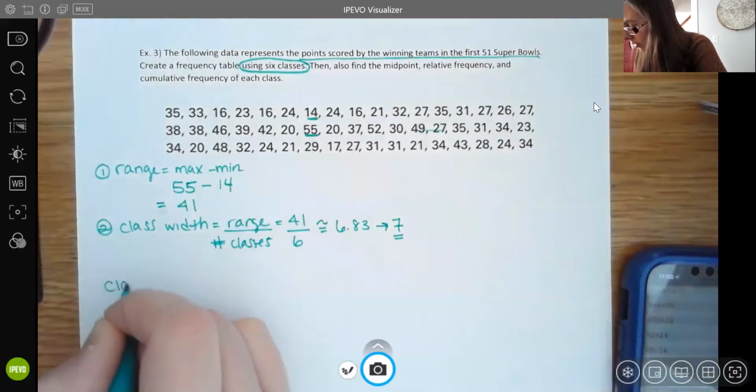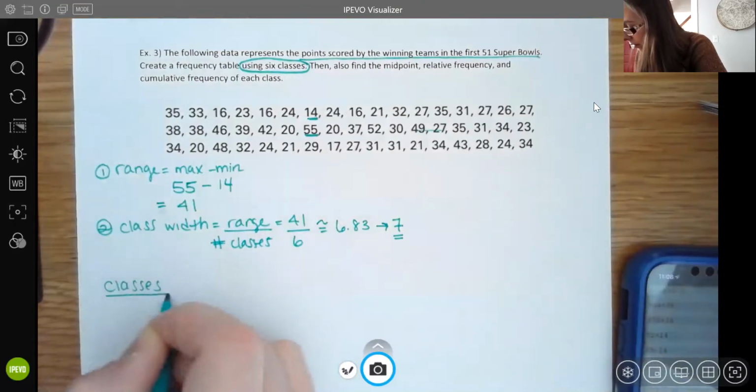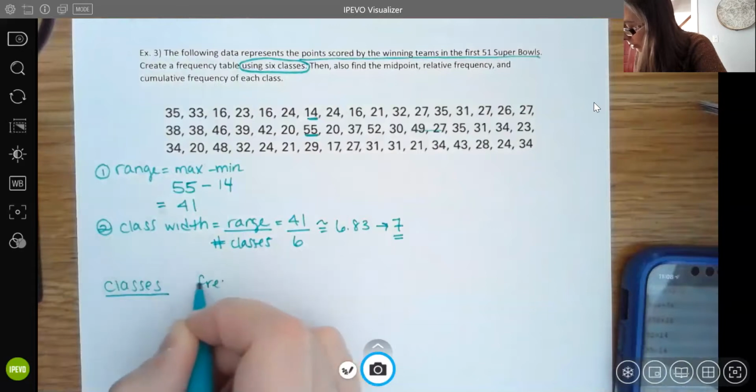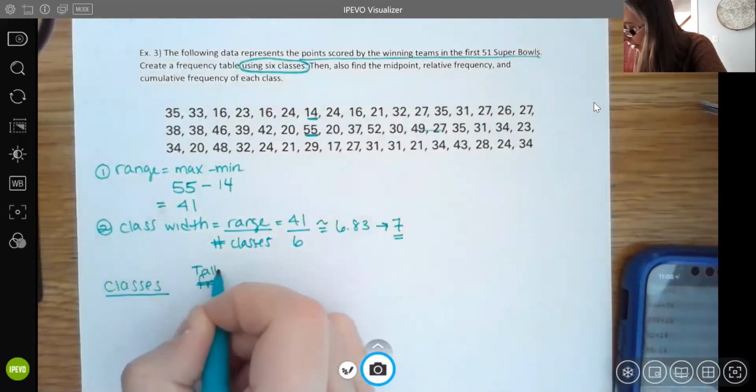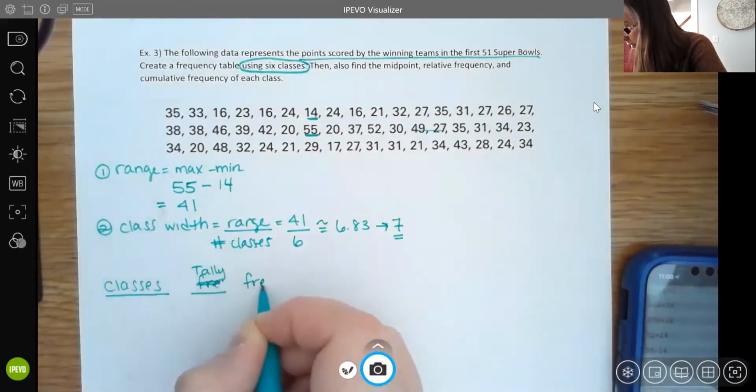So now we're going to start. I'm going to write my classes, and I'm going to write my frequency. Actually, I'm going to do my tally first. Let's do that first. Tally, then I'll do my frequency.